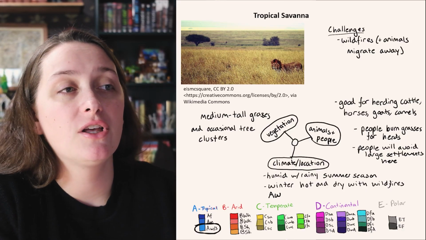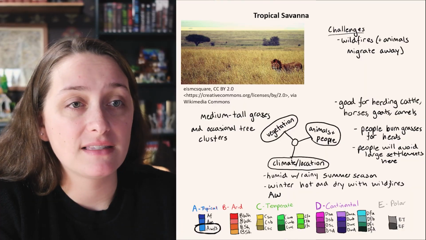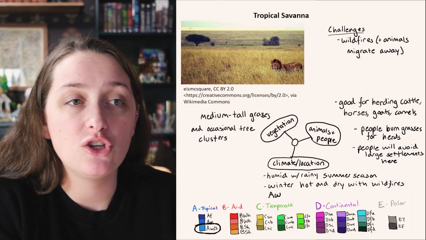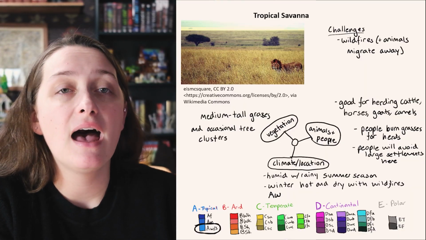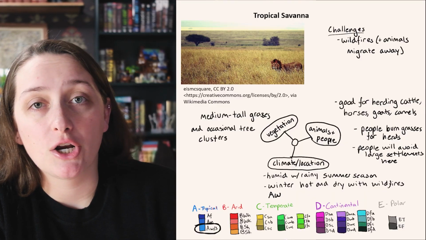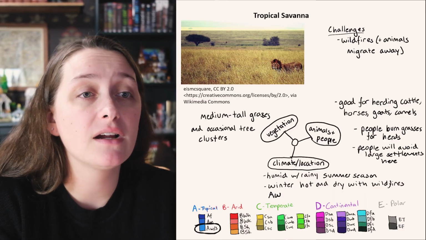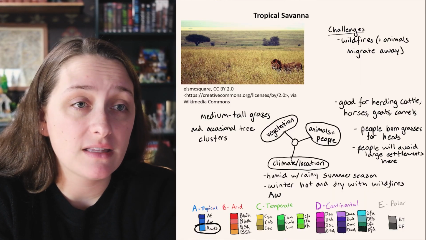So the first one we're going to look at is tropical savanna. And this is going to be medium tall grasses, very soft, green, humid with the rainy summer season, allowing a lot of grazing for herds. Winters are going to be hotter, dry seasons. Grasses will dry up and are very prone to catching on fire. Animals will migrate away during this time.